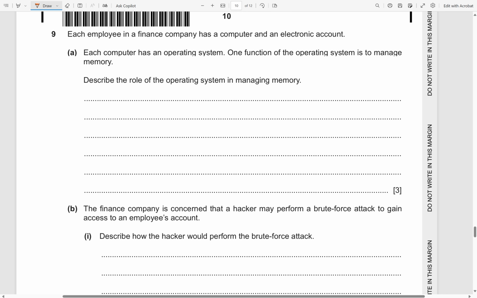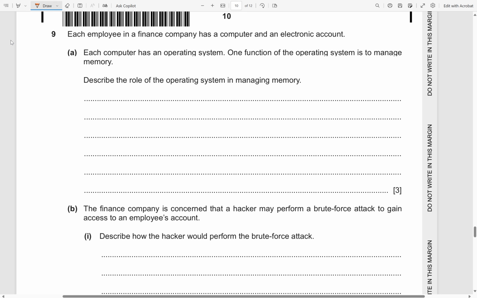Each employee in a finance company has a computer and an electronic account. Each computer has an operating system. One function of the operating system is to manage memory. Describe the role of the operating system in managing memory. This is quite similar to the one we mentioned. You can talk about paging, virtual memory. I think you'd want to mention more about allocating memory. It's responsible for allocating memory to processes that request it. It's also going to ensure that two processes don't have access to the same memory, so preventing memory corruption, preventing illegal access to memory.